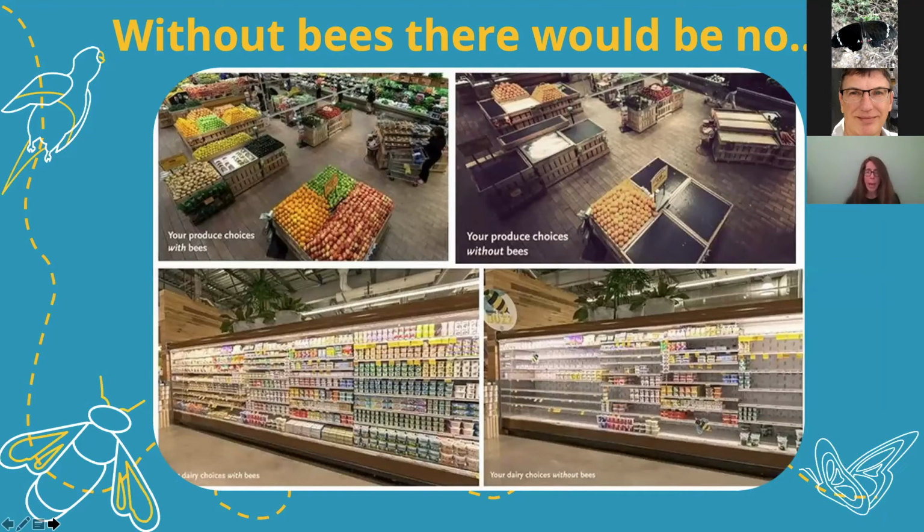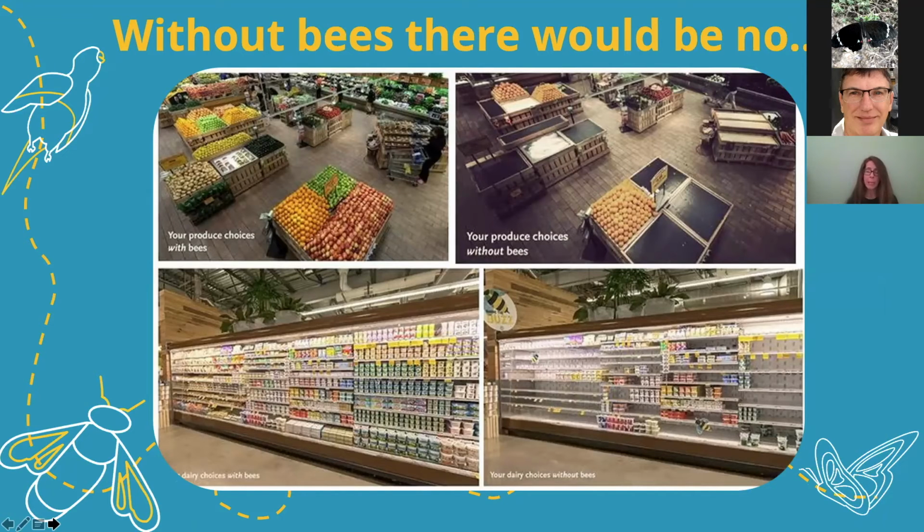When we think about having 1 in every 3 bites of our food coming from pollinators, I thought this image would really help for us to understand what it would look like when we go to the supermarket if we didn't have these pollinators.